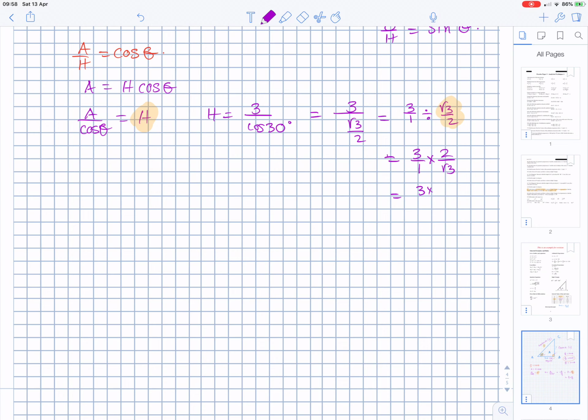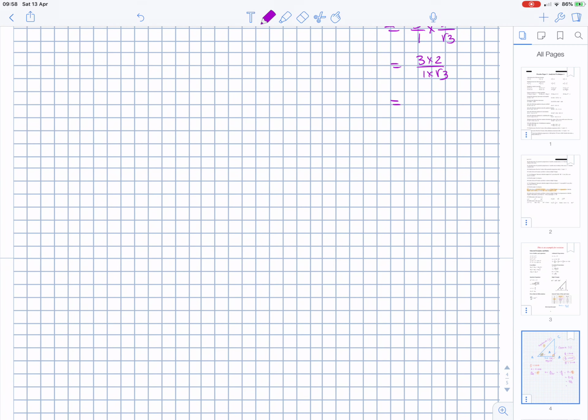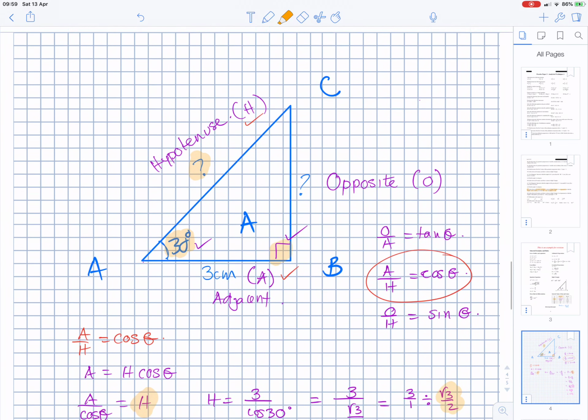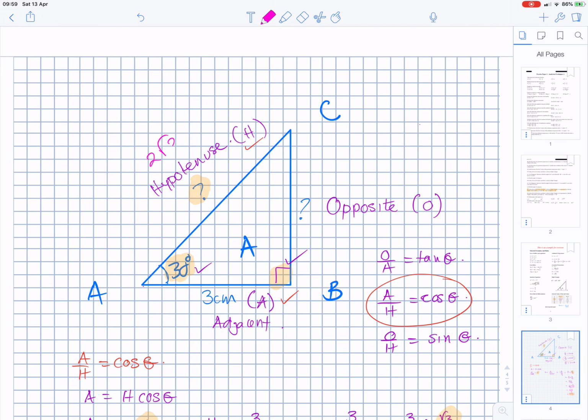So this basically is 3 times 2 divided by 1 times root 3, which is 6 divided by root 3. But when you've got a root as a denominator, you multiply by that root. So root 3 times root 3 becomes 3. And at the top you do the same, because root 3 over root 3 is the same as multiplying by 1. So that becomes 6 root 3 divided by 3, and 3 can go into 6 twice, so it's 2 root 3. So this side here is 2 root 3.